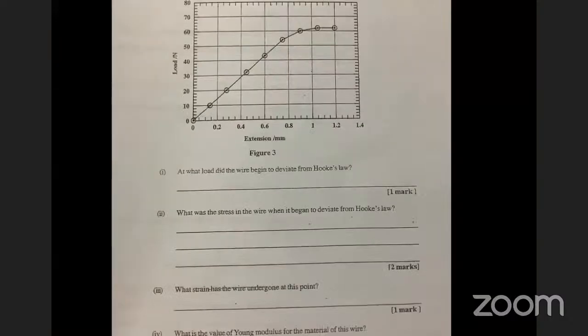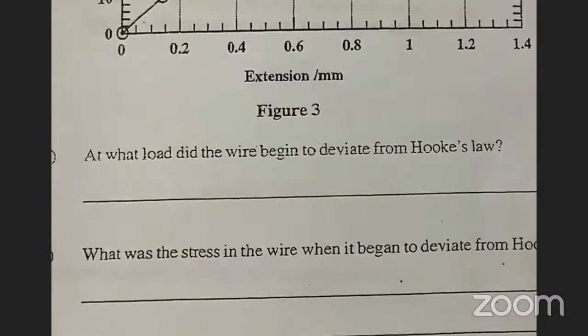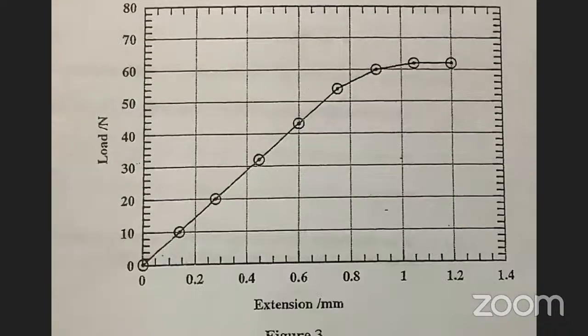Now, here's what they asked for first. At what load, it'll be kind of hard for you to read off perfectly, but we'll average, right? At what load did the wire begin to deviate from Hooke's law?